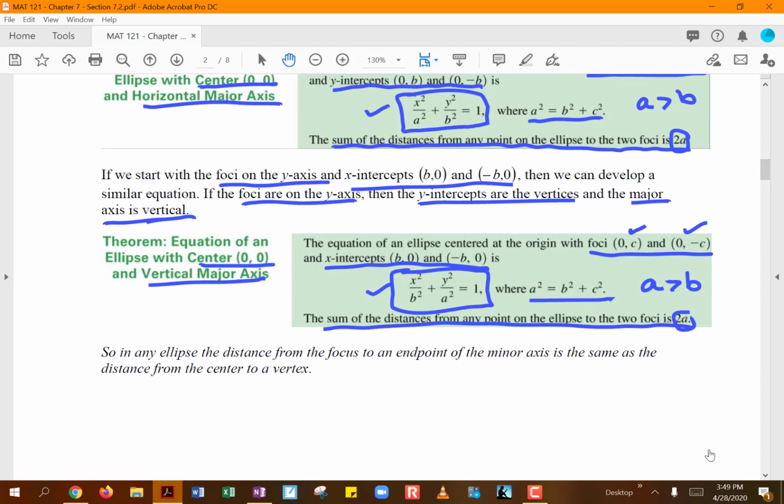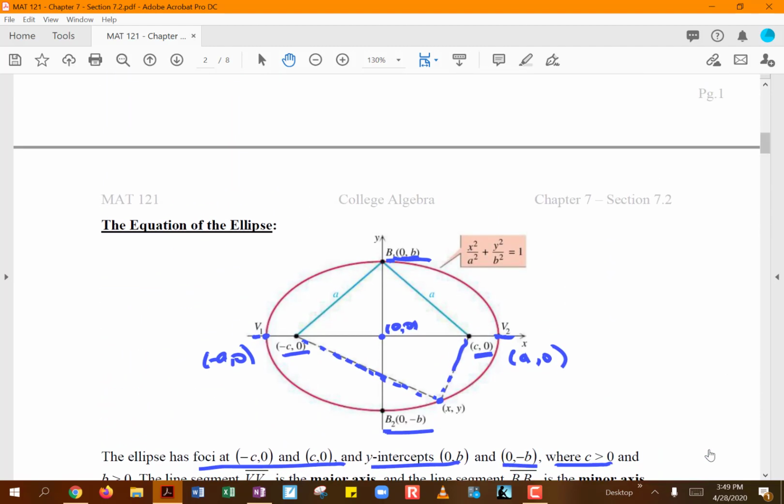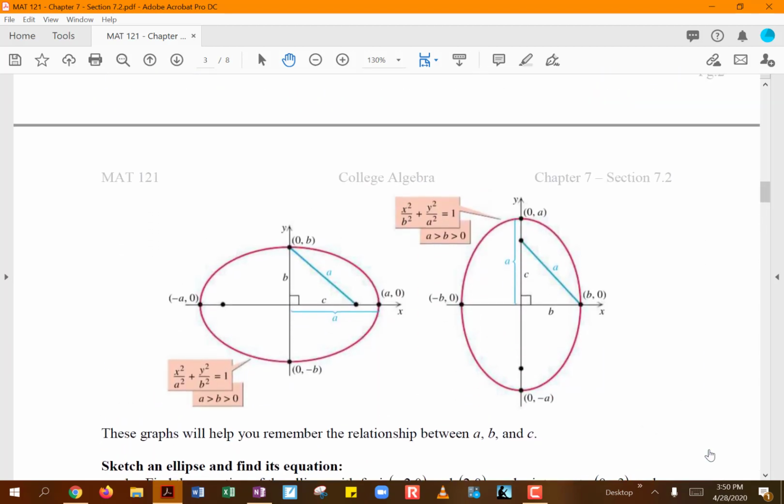And they are saying in any ellipse, the distance from the focus to an endpoint of the minor axis is the same as the distance from the center to a vertex. So they're basically talking about this distance a over here, which is going from the point B1 to our focus (c, 0), and the distance going from the center to, let's say, the point V2. That distance is going to be the same as that distance a you can see in your figure over here. Okay, so this is what we're talking about.